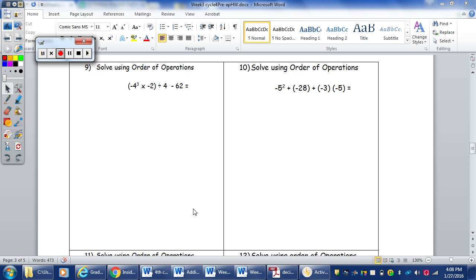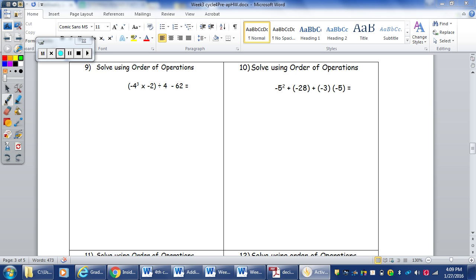Right, so now we're on Wednesday night's homework. What we're doing is combining all integer rules and mixing it in with order of operations. Since we already reviewed combining integer rules on Monday and dividing integer rules on Tuesday, let's go ahead and review order of operation rules.